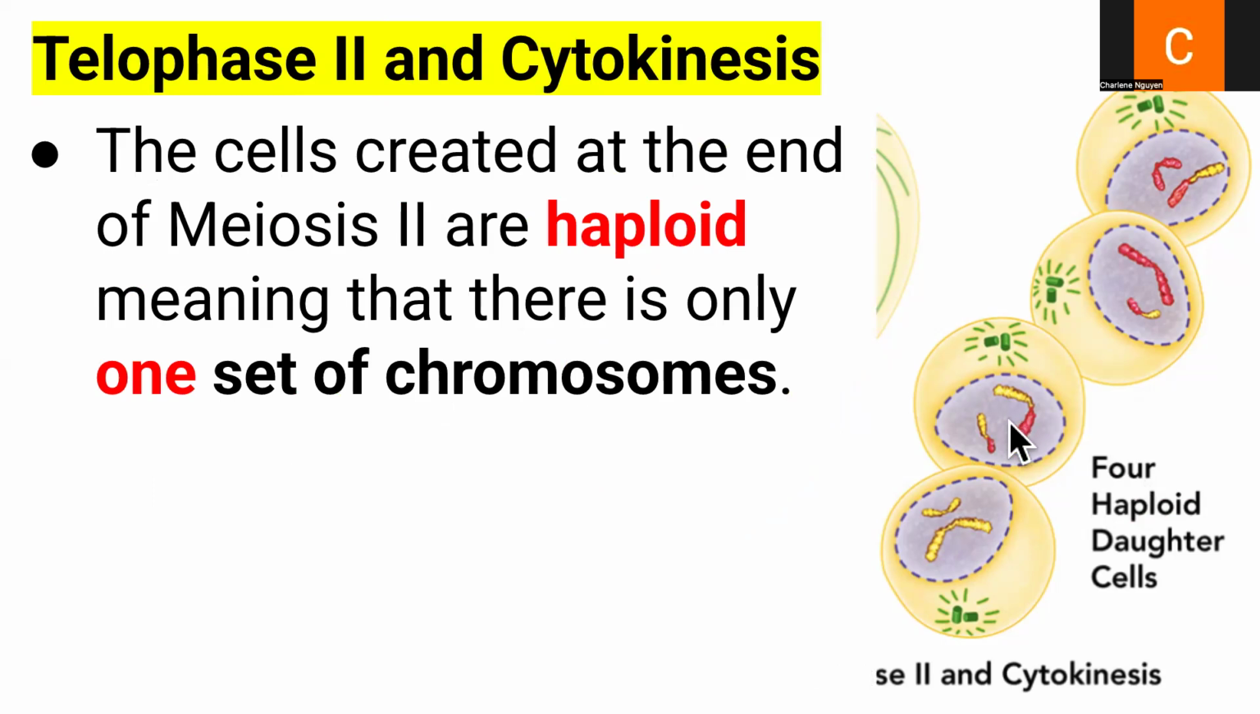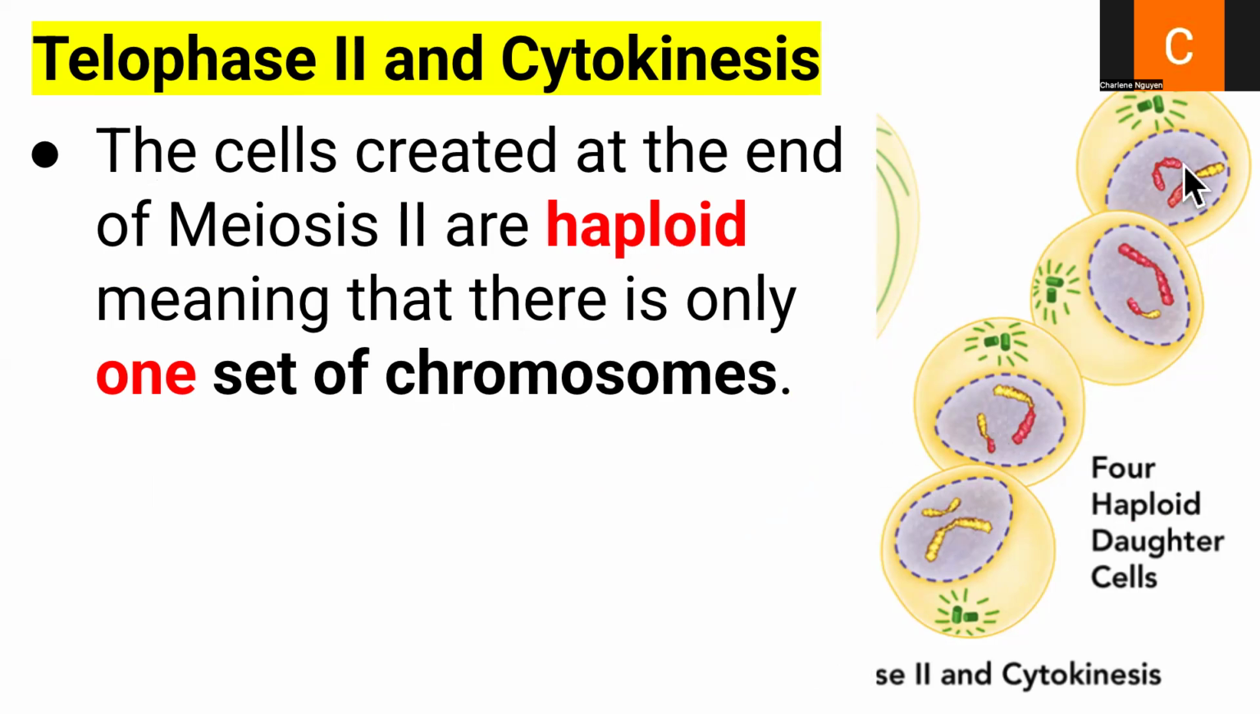The reason why it's called haploid is we only have 1 set of chromosomes. Before, in the starting cell, there were 2 sets of chromosomes, meaning that there were 2 of the short one and also 2 of the long one. You can see in the final cells created in meiosis, there's only one set. So the cells created at the end of meiosis are haploid.